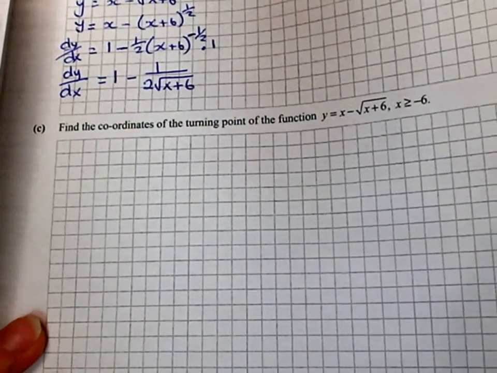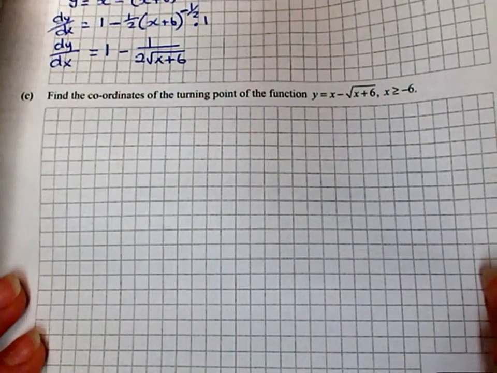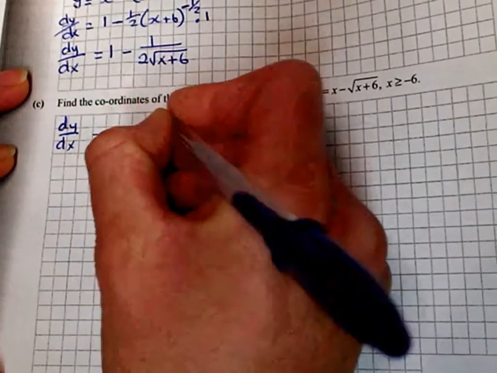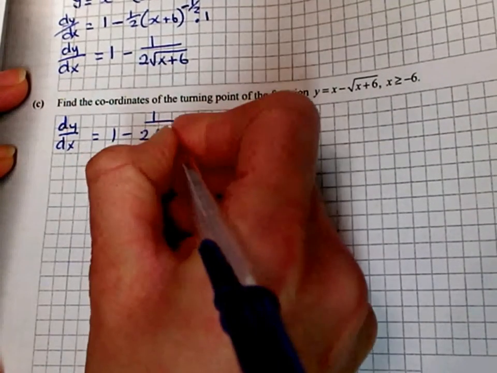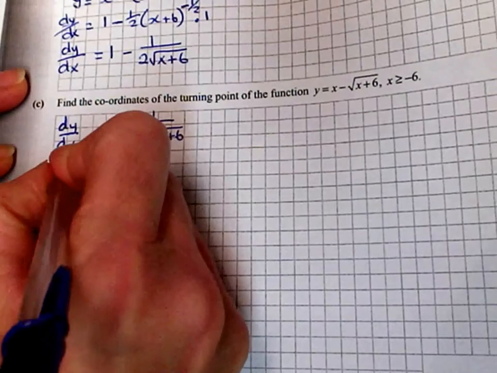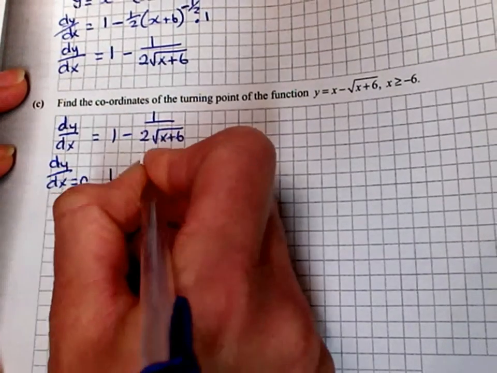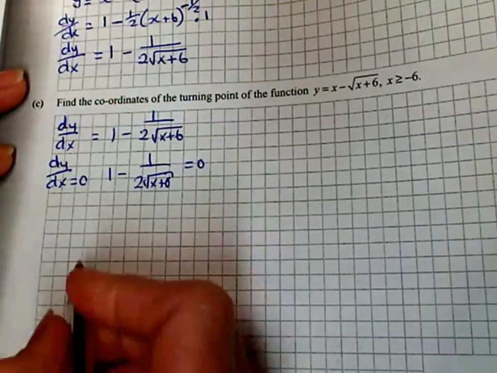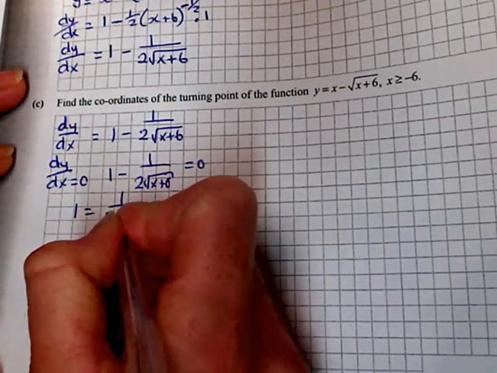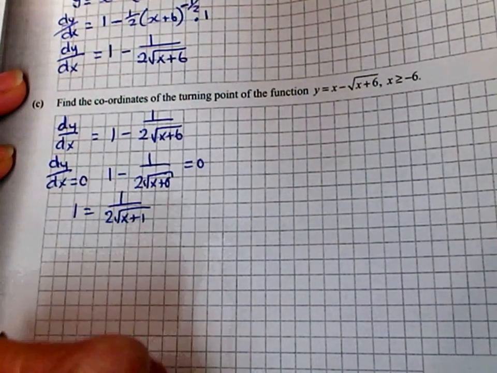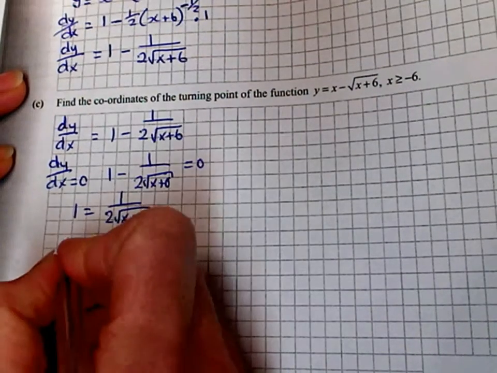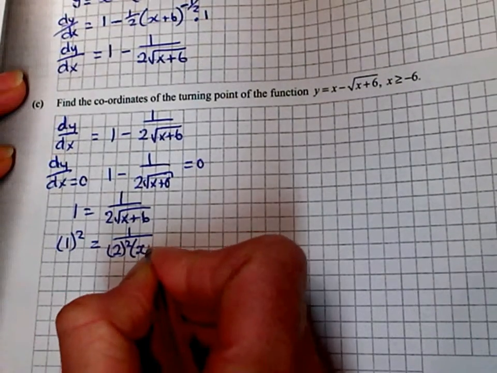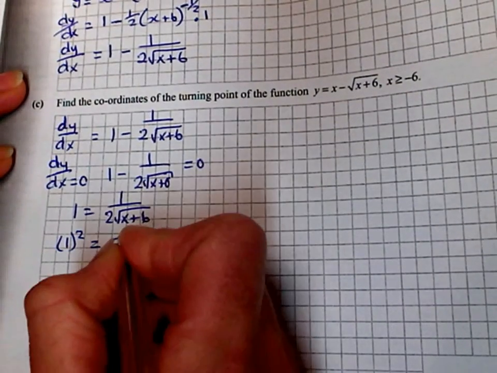So the first part of the turning points is to differentiate, so we have that already done, and then we solve. So dy/dx we have as 1 minus 1 over 2 the square root of x plus 6. Then we let dy/dx equal to 0, so 1 minus 1 over 2 root x plus 6 equals 0. Okay, so 1 equals 1 over 2 root x plus 6. And square both sides to get rid of the square root. So 1 squared is equal to 1 all over 2 all squared by root x plus 6 all squared, and the 1 on top squared.